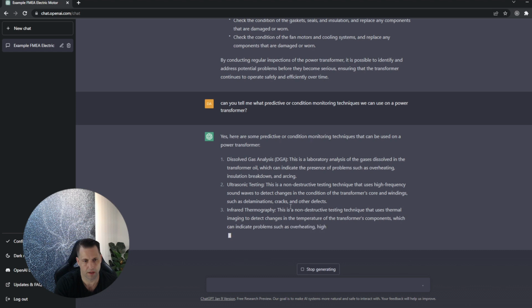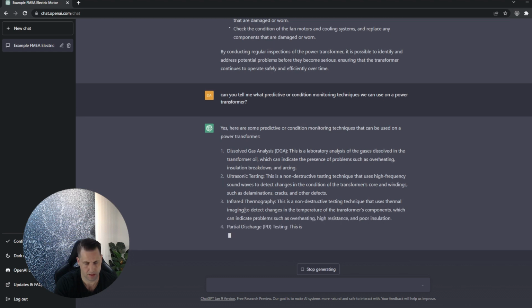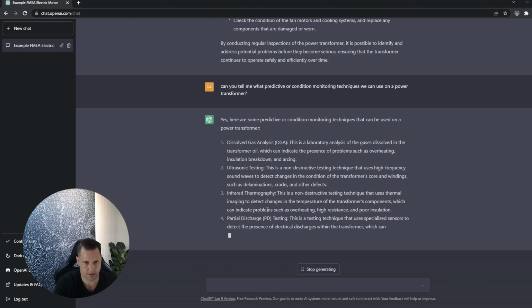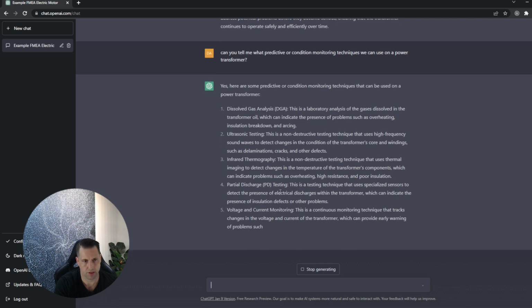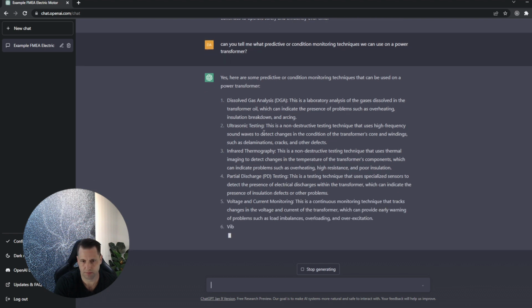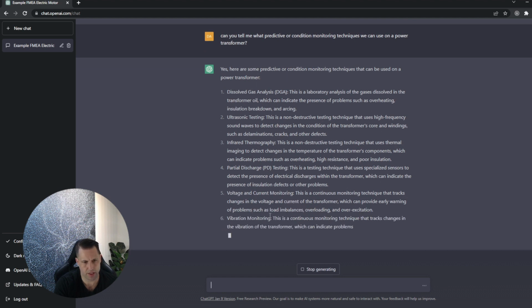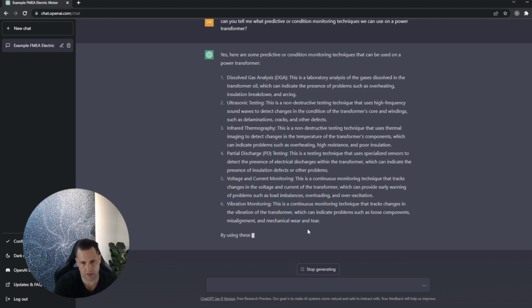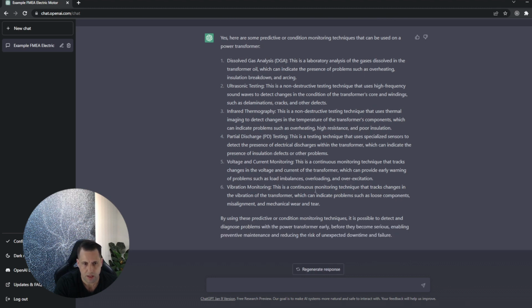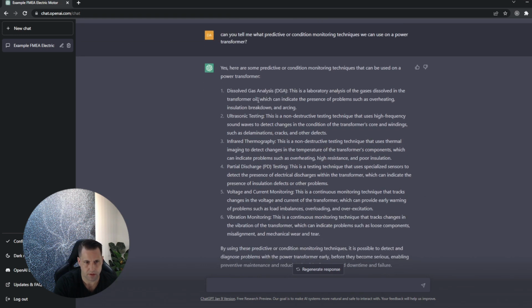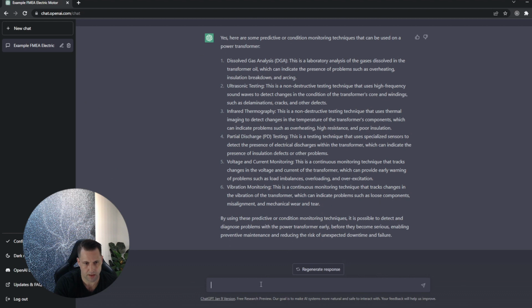Thermography, PD tests, voltage current monitoring. All right, these are all heavily used in industry. Vibration, I'm not sure that there's too much vibration monitoring being done on transformers, but I could be wrong. Okay, interesting. What else can we ask it?